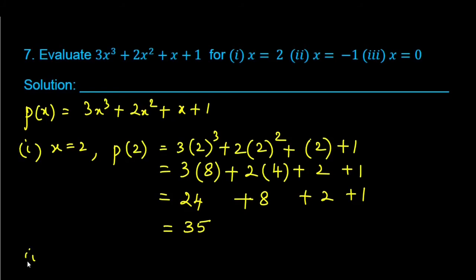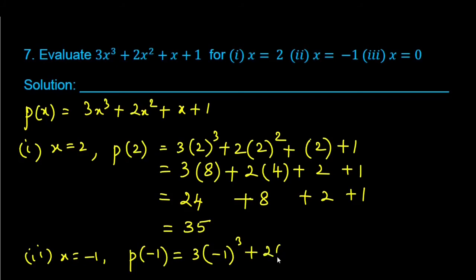At x equal to minus 1, P of minus 1 is equal to 3 into minus 1 whole cubed plus 2 into minus 1 whole square plus minus 1 plus 1 as it is.